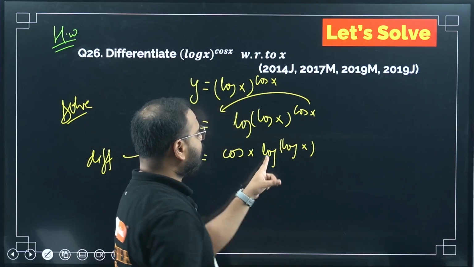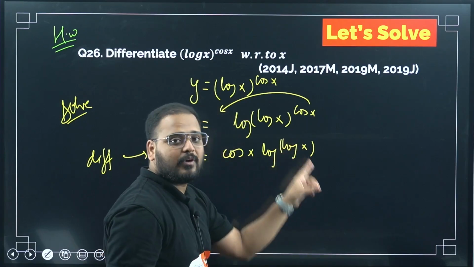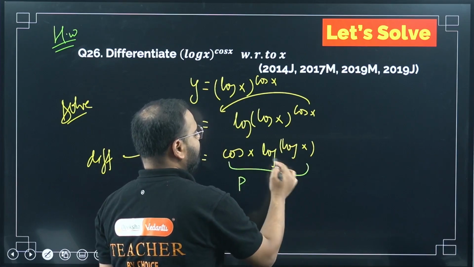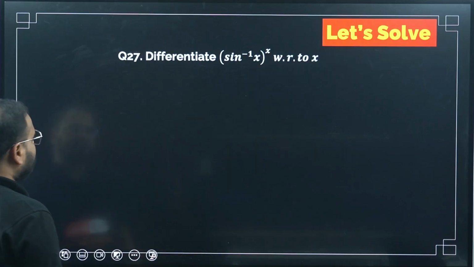First, what you'll do for log. So 1 by log x will come in down, and you have to do for log x also. So again 1 by x will come in down. So first you have to use the product rule. And for this part you have to use what? Chain rule. Okay, moving on.